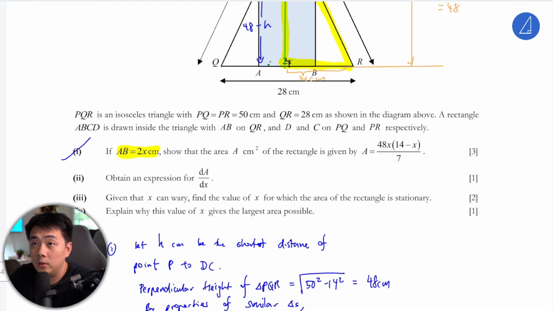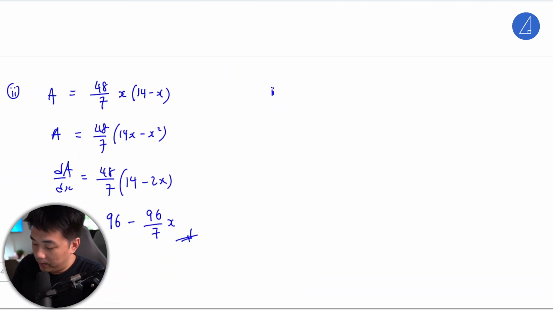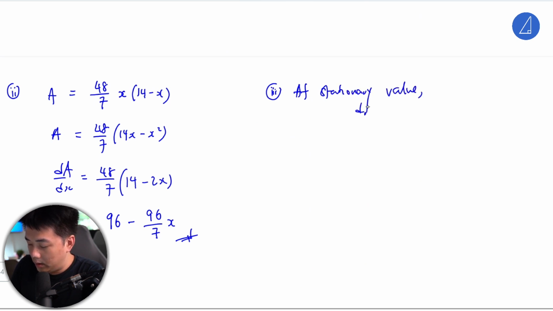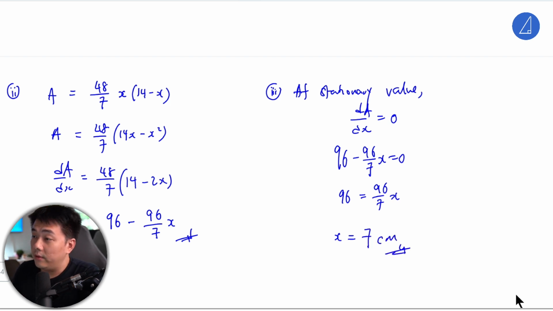After which, given that x can vary, we need to find the value of x for which the area of the rectangle is stationary. So at the stationary value, dA/dx is equal to 0. So 96 minus 96 over 7 x is equal to 0. Then 96 equals 96 over 7 x. This would get 7 equals x, so x equals 7 cm. Given that x can vary, x would be 7 when it's a stationary value.